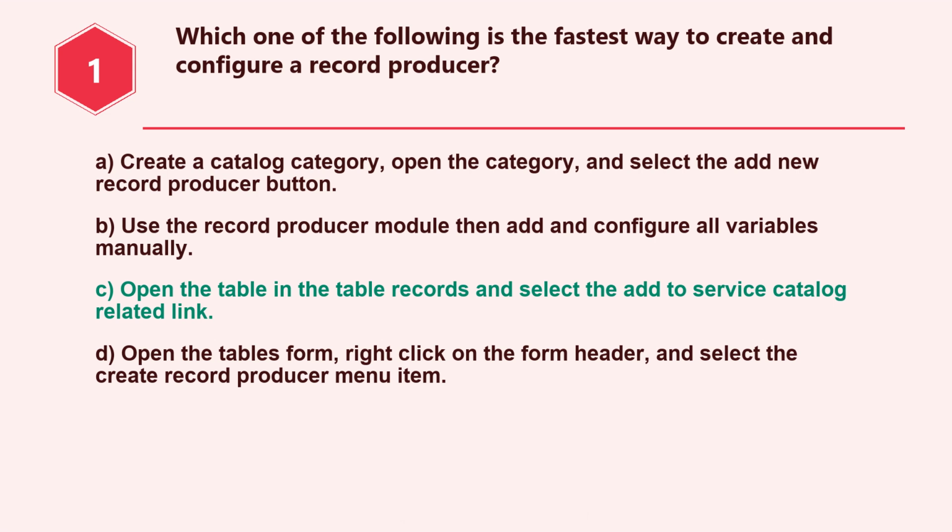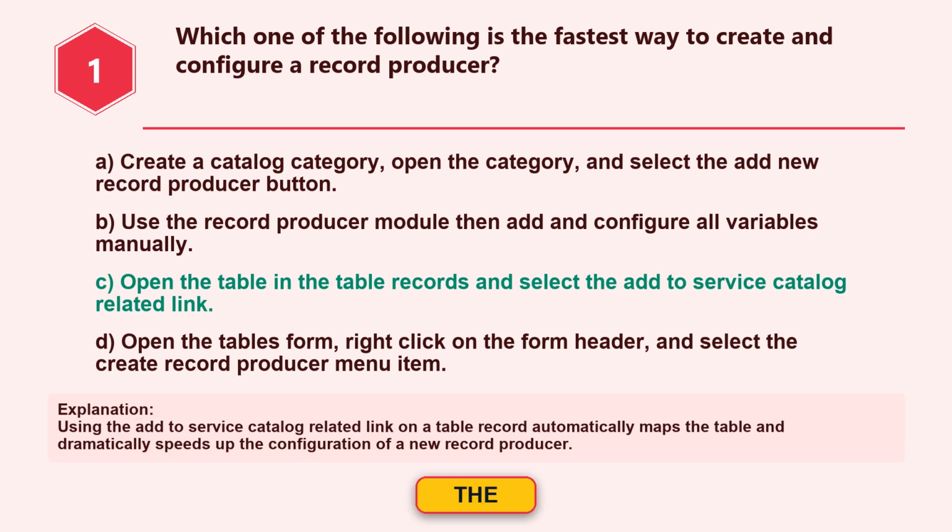The correct answer is option C. Open the table in the table records and select the Add to Service Catalog related link. Using the Add to Service Catalog related link on a table record automatically maps the table and dramatically speeds up the configuration of a new record producer.